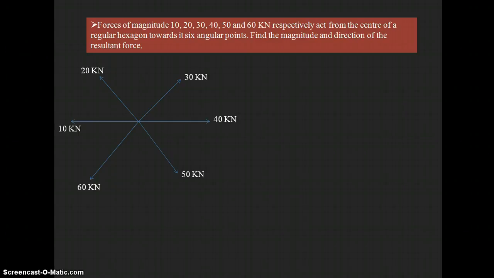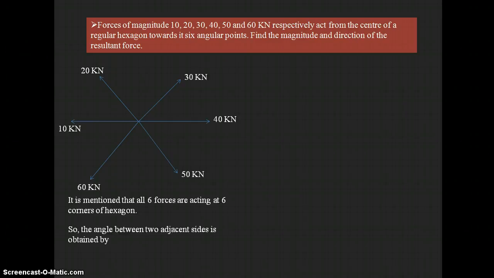So for that first we need to know the inclination of these angles with respect to the horizontal line. So for finding the inclination of these forces with respect to the horizontal line, we need to consider 360 degrees. So the angle between the two adjacent sides are obtained by 360 by 6. So here by calculating the 360 by 6, we'll get the 60 degrees angle.